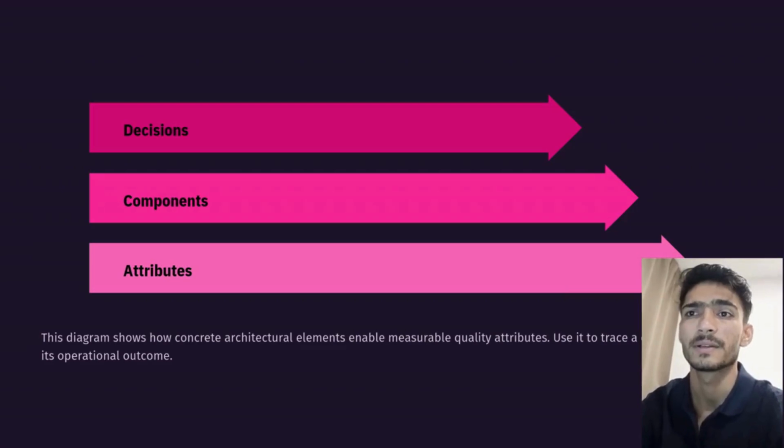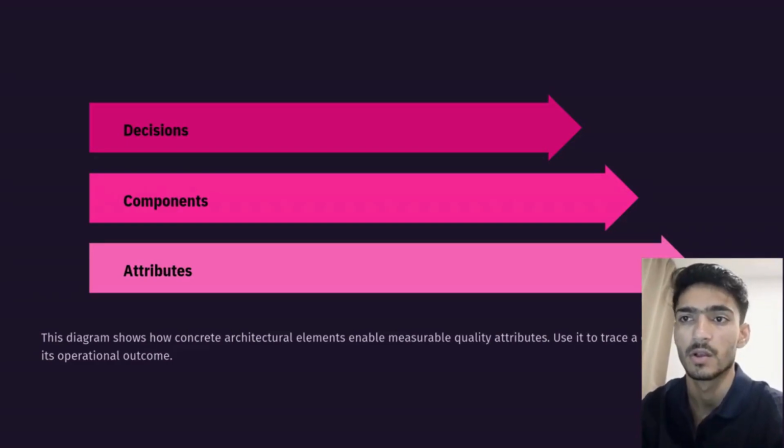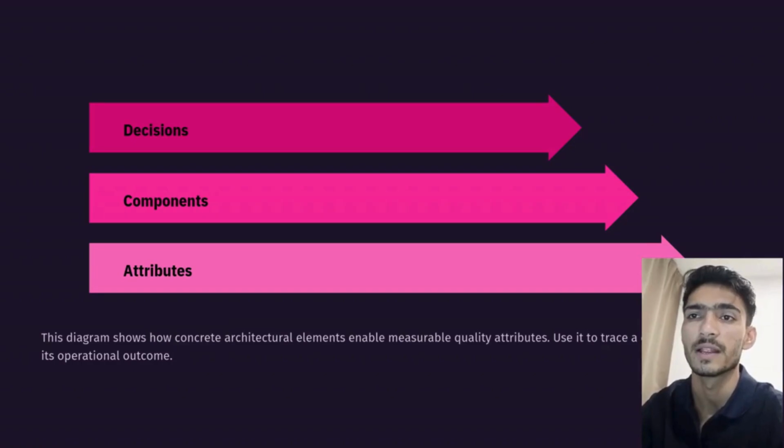You can see there are three levels in this diagram. First are architectural decisions, then the system components, and finally quality attributes. Basically, what we decide in this design creates components, and these components determine system quality. Then point two is the explanation from architecture.